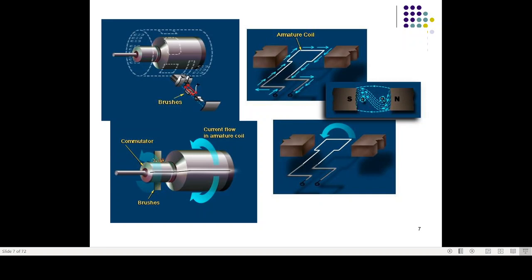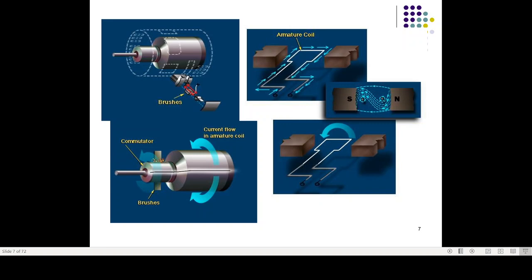And then the commutator is made segmented to achieve unidirectional torque. Otherwise the direction of force would have reversed every time the direction of movement of the conductor is reversed in the magnetic field. This is how a DC motor works.